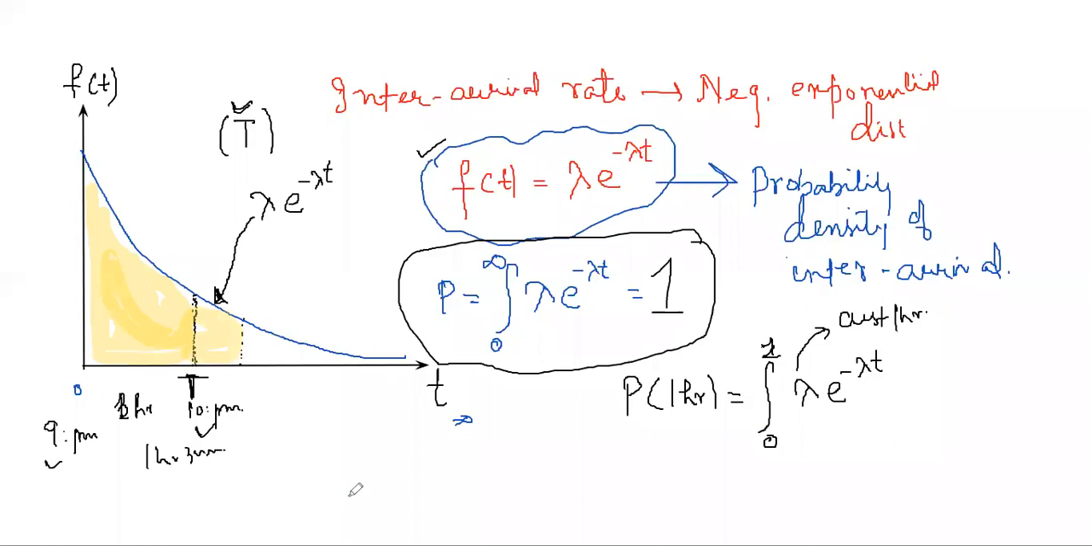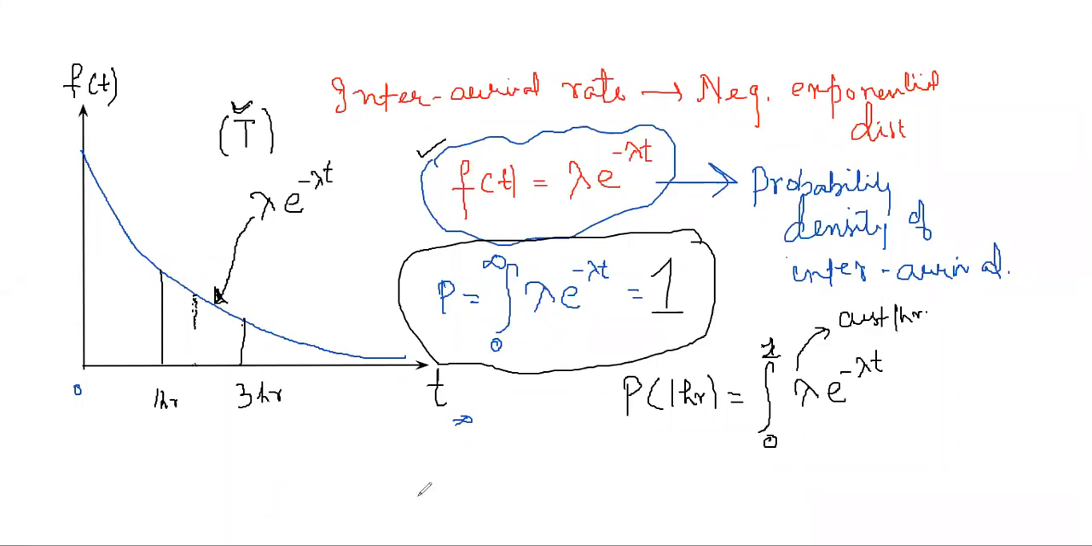Now suppose you had to see what is the probability of the inter-arrival time being between 1 hour and 3 hours. क्या probability है कि inter-arrival time is between 1 hour and 3 hour. Then how will we evaluate this thing? Suppose this time is equal to 1 hour, and this time is equal to 3 hours. Then what is the probability? क्या probability है कि inter-arrival time होगा between 1 hour and 3 hour?